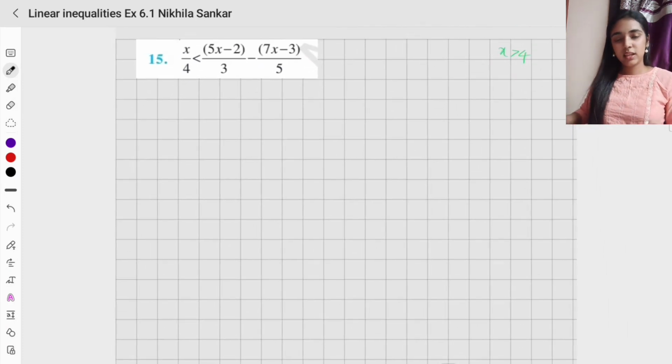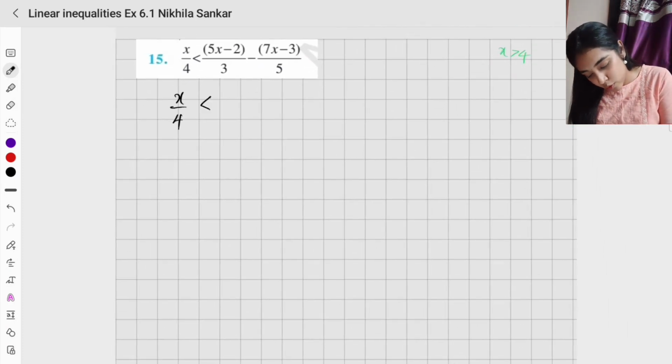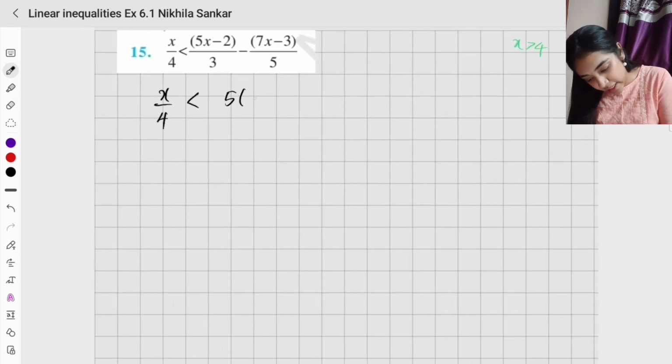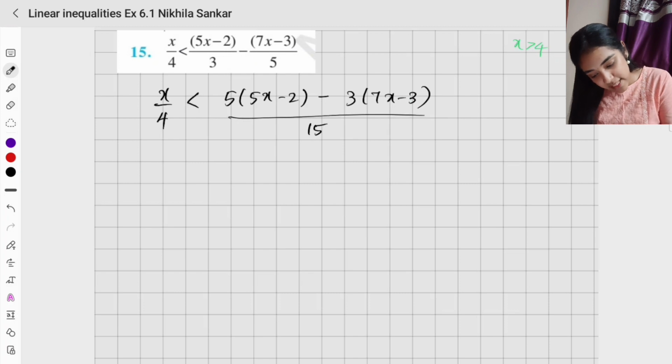Question number 15. X divided by 4 less than, இந்த பக்கம் first LCM எடுத்துடலாம். So what will I have? X divided by 4 less than, I'm going to take the LCM. So first 5 times 5x minus 2 minus 3 times 7x minus 3. The whole divided by my LCM is going to be 15.